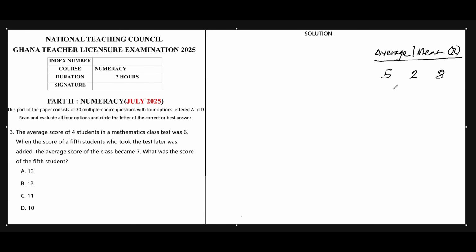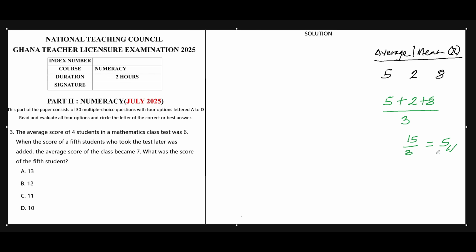So the mean score of these 3 students will be the sum of the scores of the individual students. So 5 plus 2 plus 8. Then we divide by the total number of students who took the test. In this case, we have 3 particular students. So you know that 5 plus 2, we have 7, then 7 plus 8, that is 15. Then 15 divided by 3, that gives us 5.